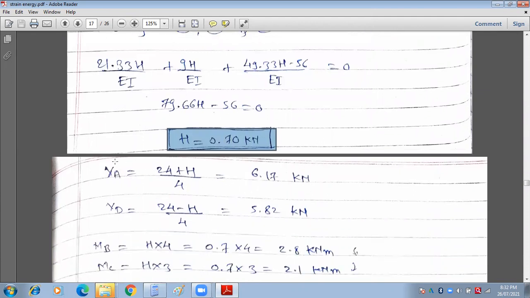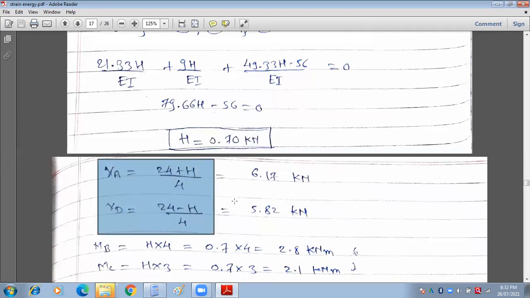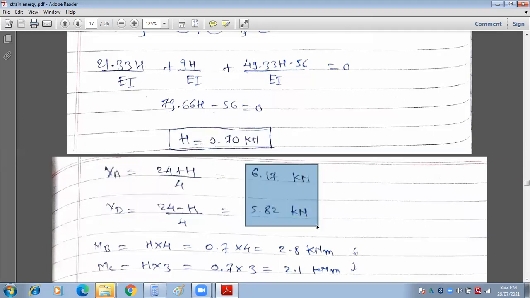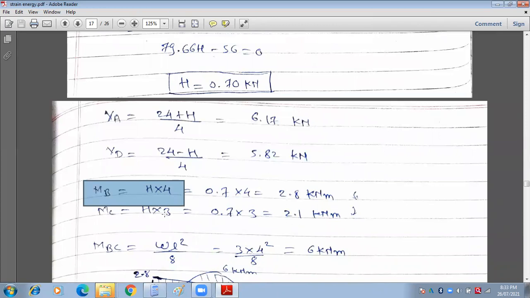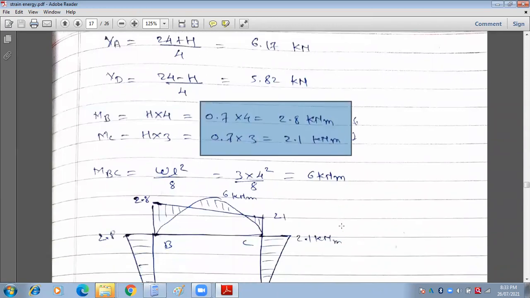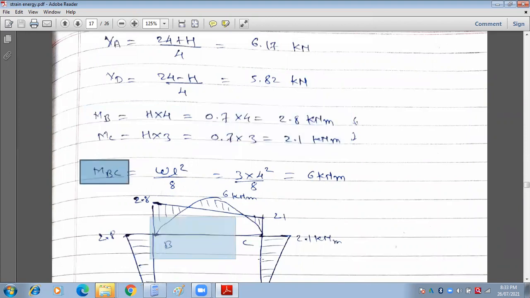From this, if you put the H value in the equations for Va and Vd, you will get the values of Va and Vd. As we know, MB is nothing but H into 4, and MC is H into 3. Put these values and you get the moment at B and moment at C. And the moment at beam BC is WL square upon 8. Put the values, simplify the terms, and overlap this moment over here.